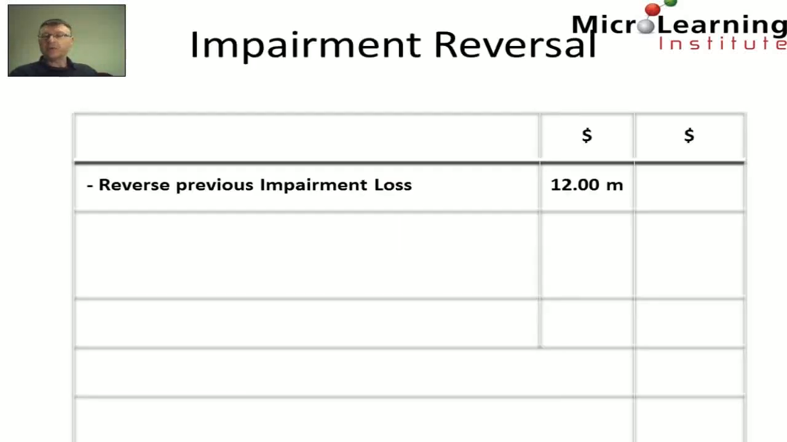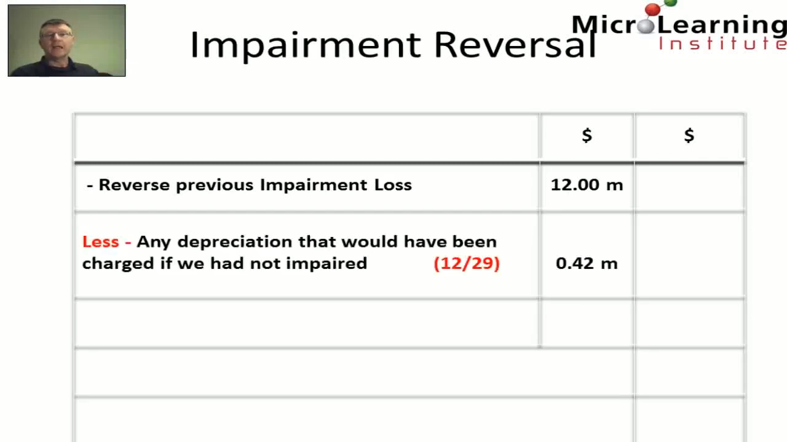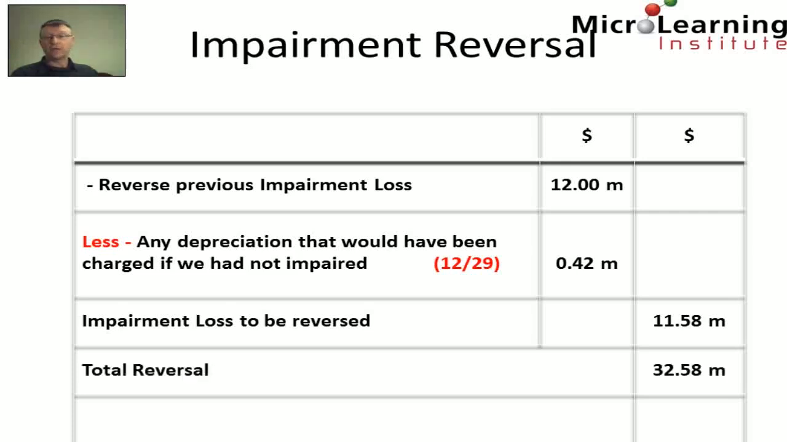So we reverse the previous impairment loss of 12 million, less of course any depreciation that would have been charged if we had not impaired. And of course we would have depreciated that additional 12 million over the remaining useful life of 29 years, so 0.42 of a million would be depreciation that would have been charged if we hadn't impaired. So consequently, the impairment loss remaining to be reversed is 11.58. The total reversal, as we've seen from the earlier working, is 32.58. So any reversal in excess of 11.58 is recognized as a revaluation gain and recognized in other comprehensive income and in the revaluation reserve. And in our case, that's $21 million.